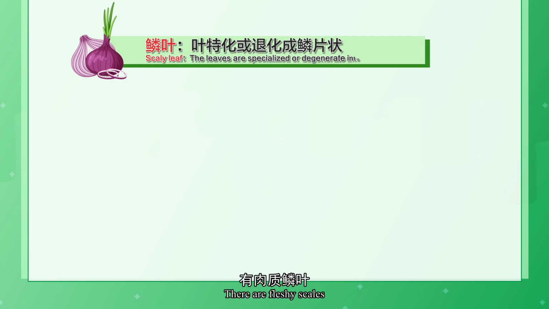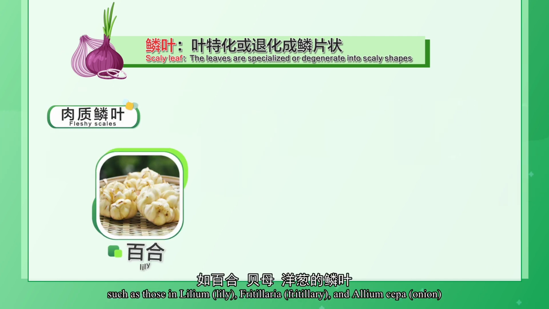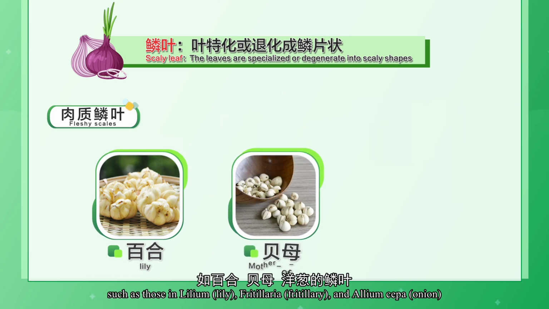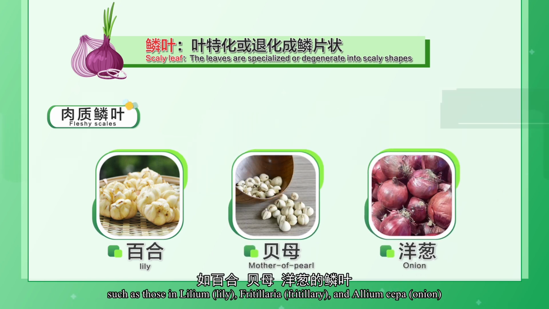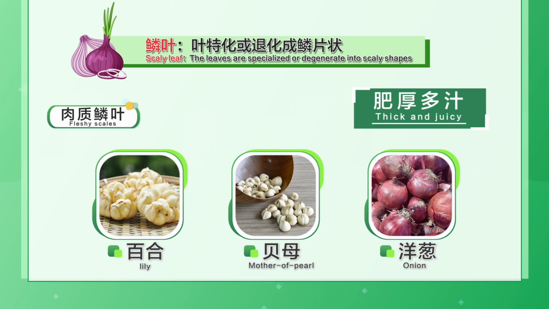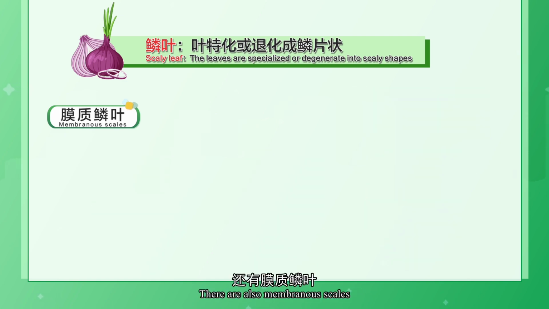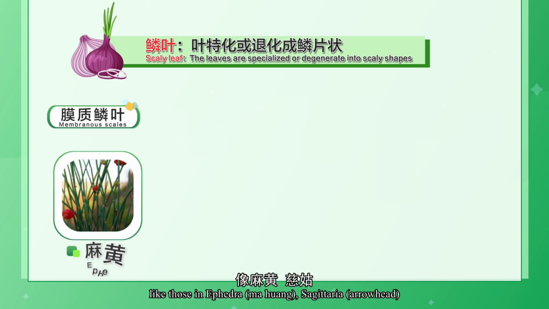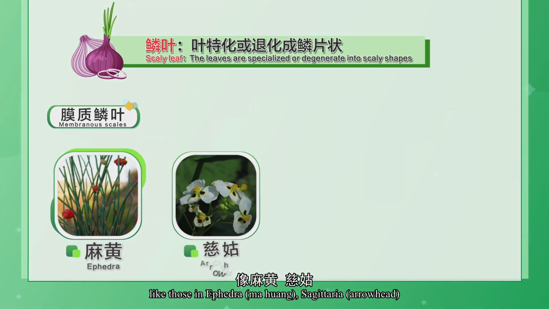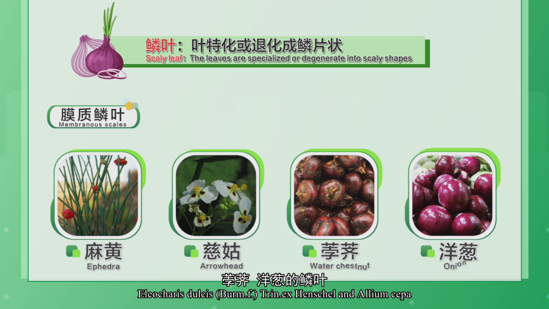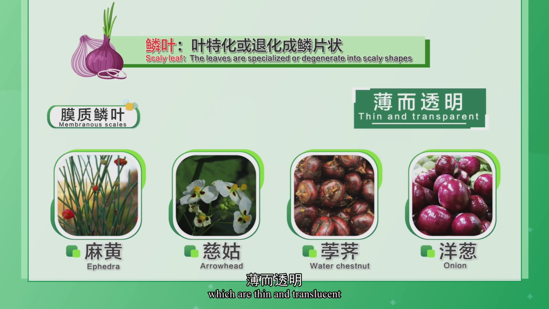Scales are leaves that have become specialized or reduced to a scale-like form. There are fleshy scales, such as those in Lilium, lily, Fritillaria, fritillary, and Allium cepa, onion, which are thick and succulent. There are also membranous scales, like those in Ephedra, Ma Huang, Sagittaria, arrowhead, Eleocharis dulcis, and Allium cepa, which are thin and translucent.